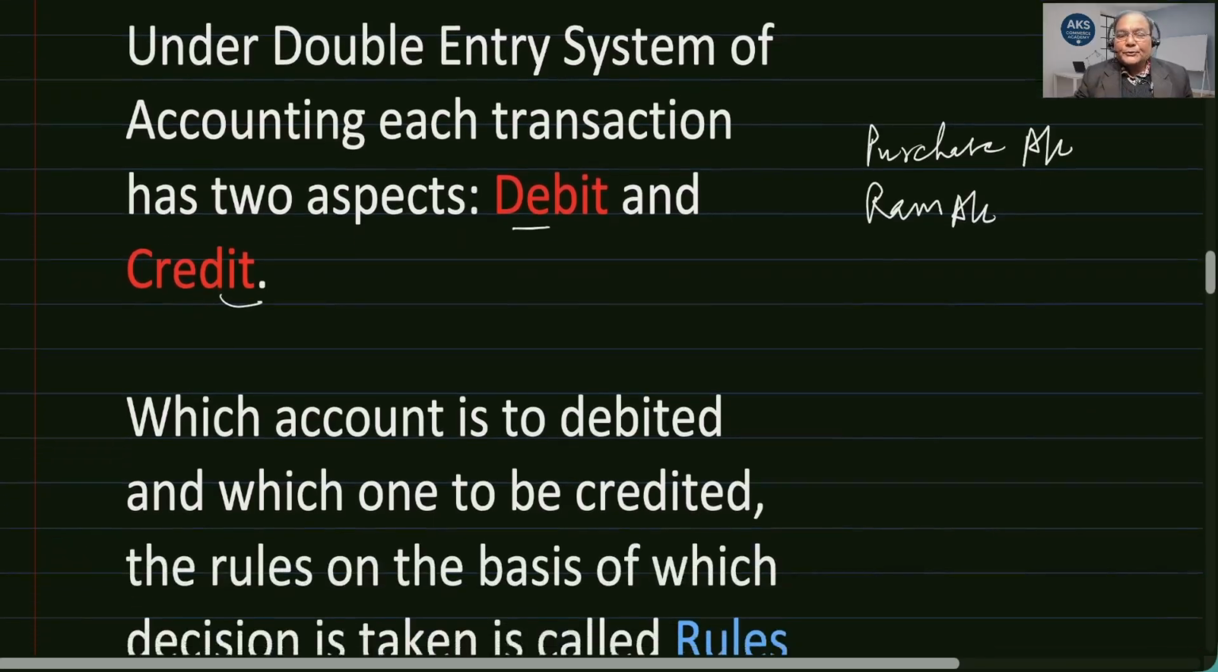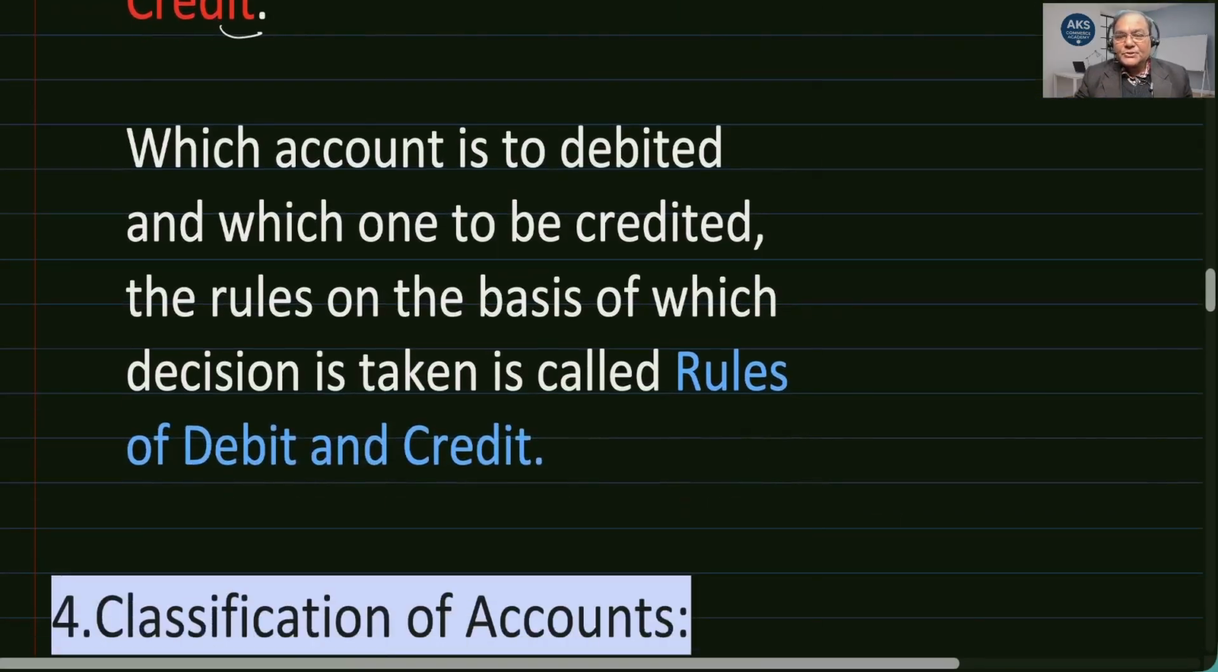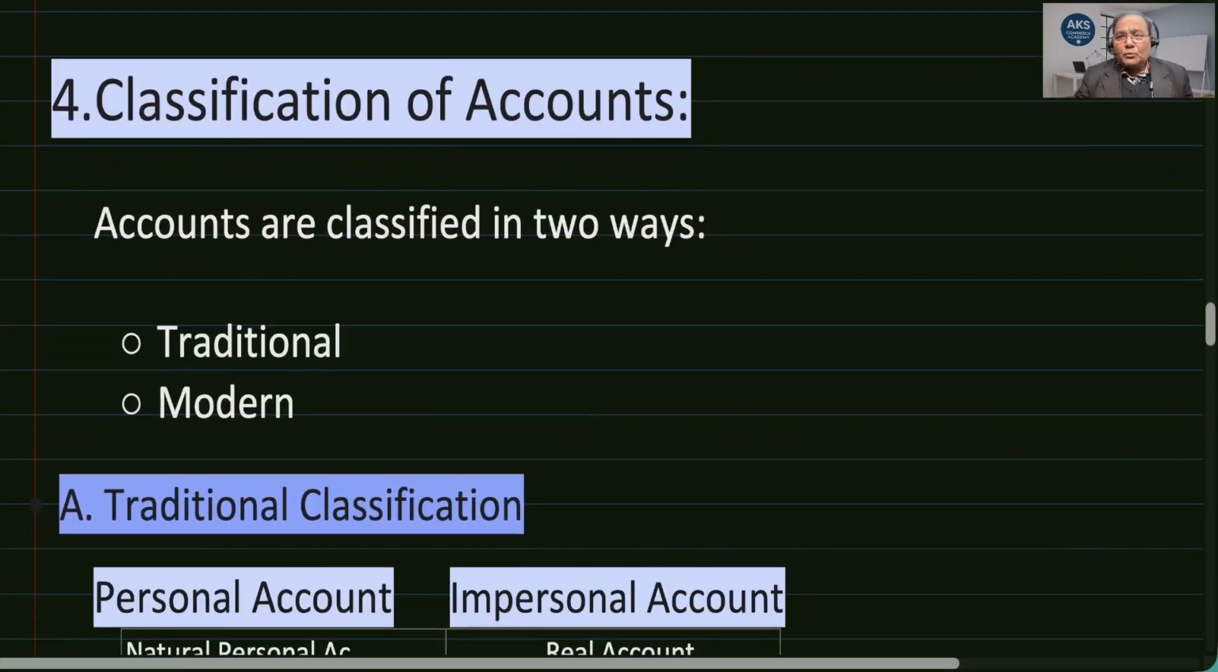Which account is to be debited and which is to be credited, the rules on the basis of which the decision is taken are called the rules of debit and credit. I hope this is understood. These are fundamentals you have to understand. This is very important. Only then will you be easily able to understand the subsequent things. Before we move on to the rules and the basis on which accounts are classified, I'll touch upon the classification first. Classification of accounts.